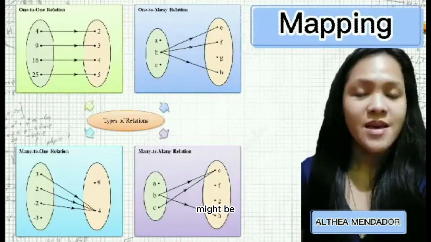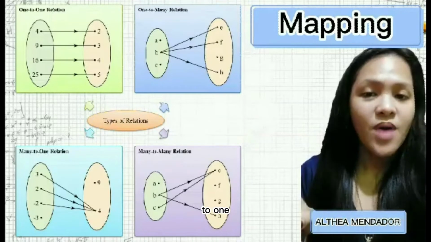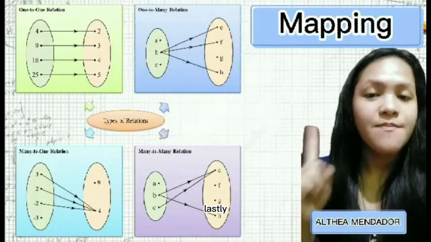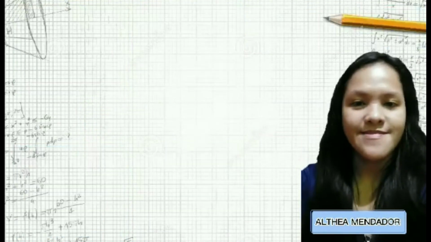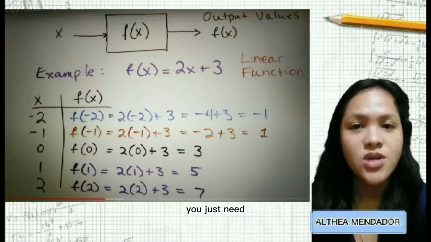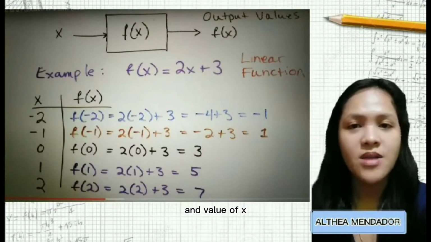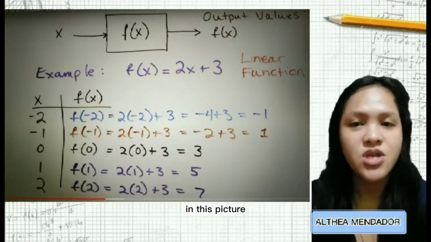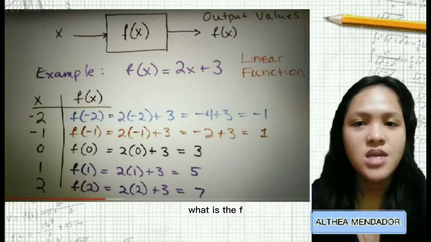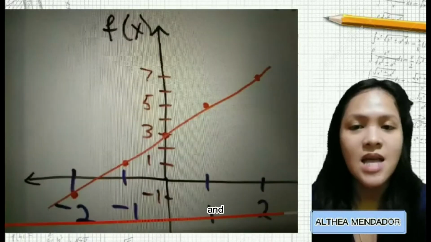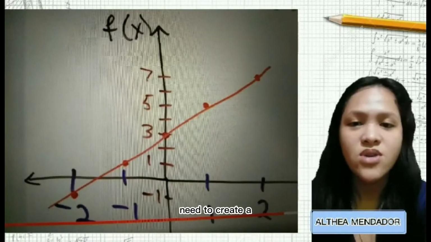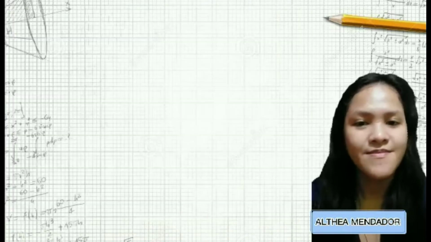The mappings are one-to-one, many-to-one, one-to-many, and lastly, many-to-many. This is the example. You just need to get the f of x and the value of x. As you can see in this picture, you just need to substitute the f of x and the value of x, then solve and get the final answer. And lastly, you need to create a graph of your answer.